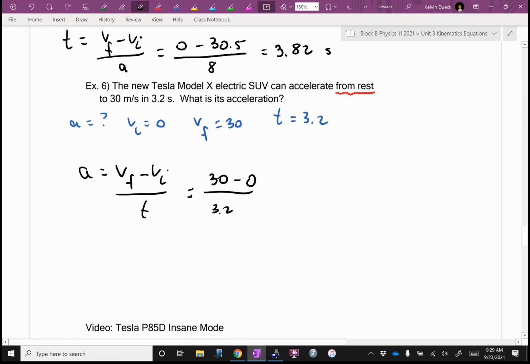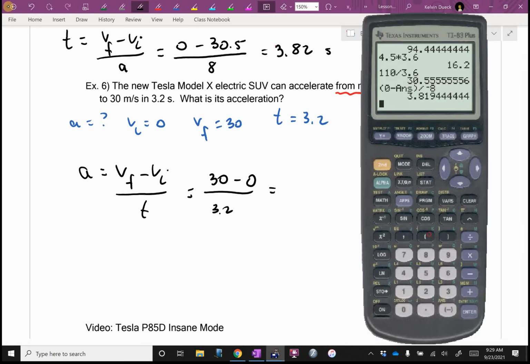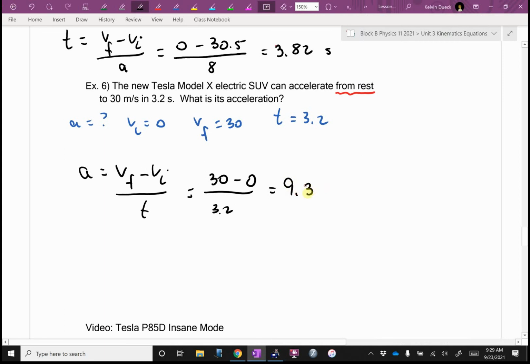Are we speeding up or slowing down? I'm expecting a positive or a negative acceleration. So you can make predictions ahead of time if you just visualize the situation. I owe you a candy, don't let me forget. Y'all get 9.37. Oh, if I go to 3 sig figs, I'll go 9.38. Is that fast? Pretty fast. About a G.